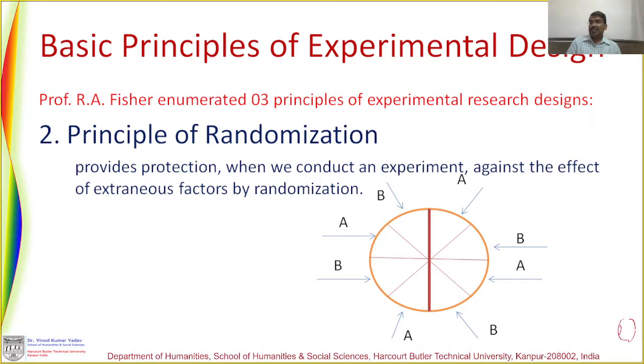By randomization, I mean if you are using A brand rice for this, you can randomize it. B brand rice from here, B from here, A from here, B from here, A in this field, B in this field, A in this field. This way, the extraneous factor, in this case called soil fertility, the quality of soil, may be reduced to a certain extent.